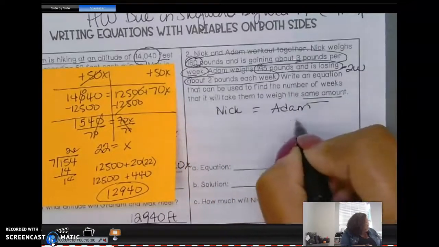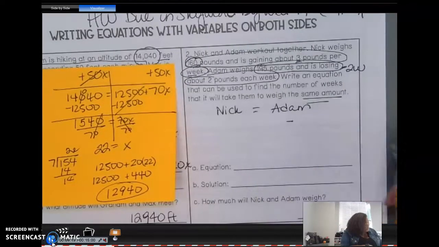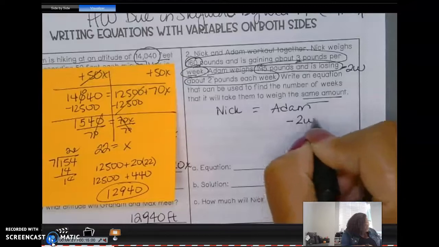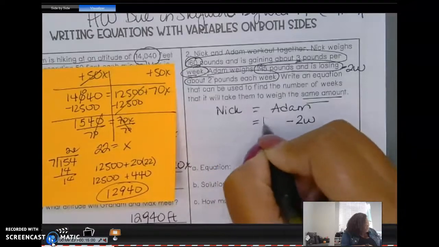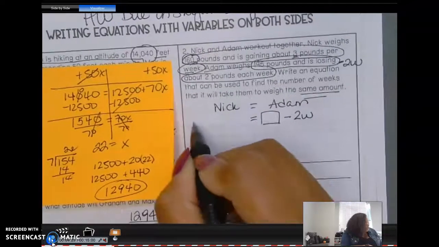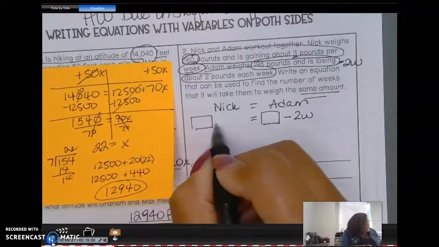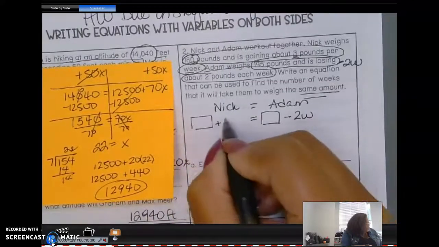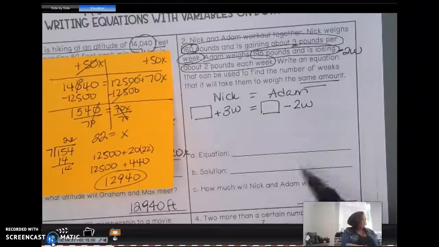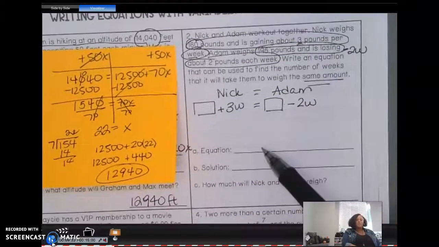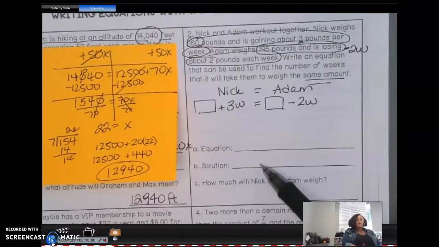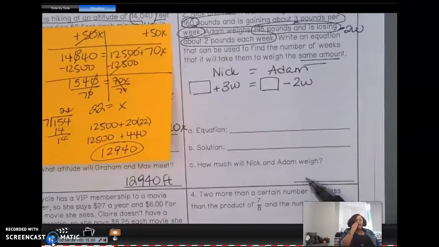I know that Adam is losing. Is he losing? Yes. He's losing 2 pounds a week. I need a constant here. And I know that Nick starts somewhere and he's gaining 3 pounds a week. Finish your equation, write it down, solve it, find the weight that they'll have in common when they get to it.